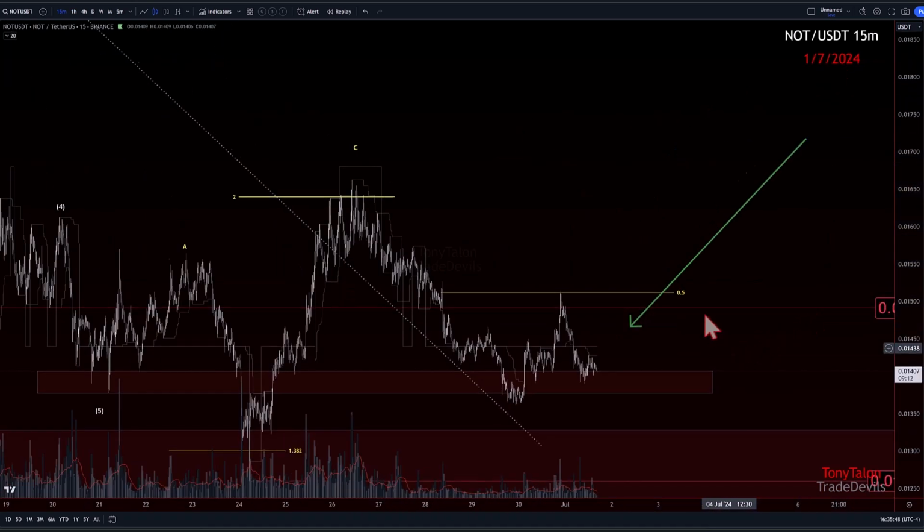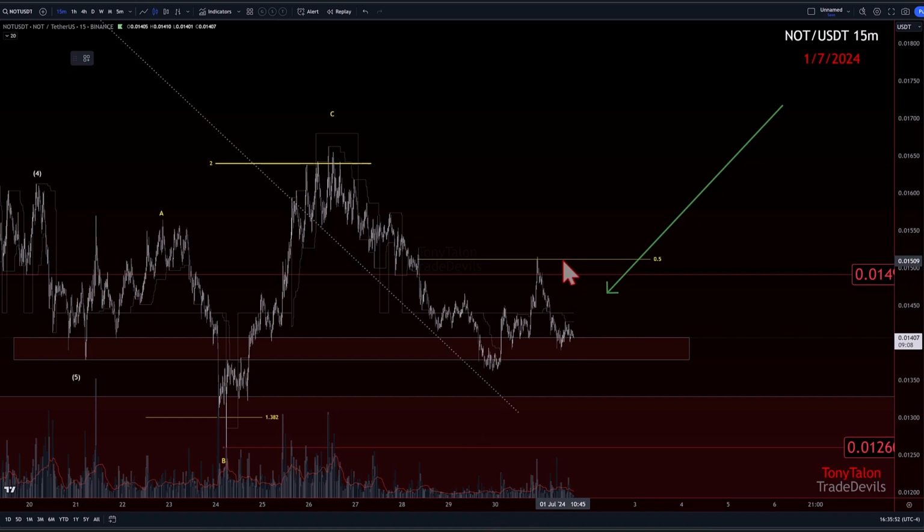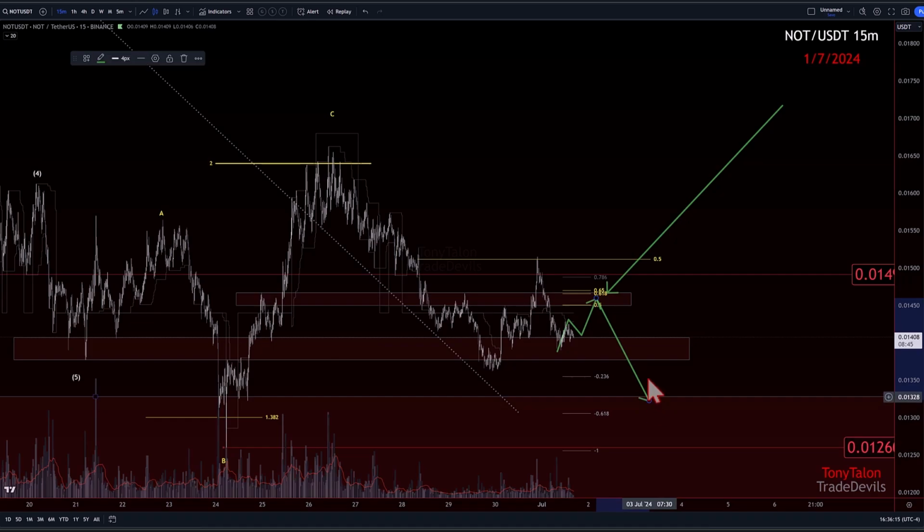Looks like we do have an impulsive move down. If we get an internal correction to this, it could lead to further downside. If we end up coming back to this level up here, then we could find resistance and head further down from there. That's what I'm keeping an eye on for NOT.